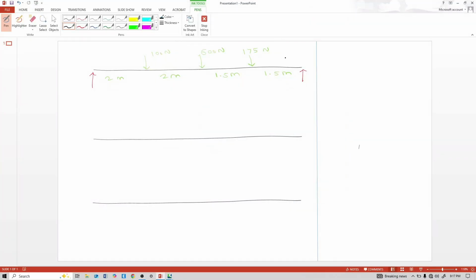Hello, today in this video lecture we will see numerical 2 on shear force and bending moment diagram. In our previous video lectures we had seen how shear force and bending moment diagrams come. So by that judgment we will directly, roughly draw the shear force and bending moment diagrams, and after that we will calculate the values. So, see, 100 kilonewton, 600 kilonewton, 175 kilonewton loads act on this 7-meter simply supported beam.